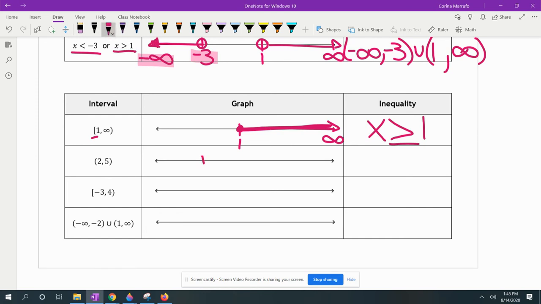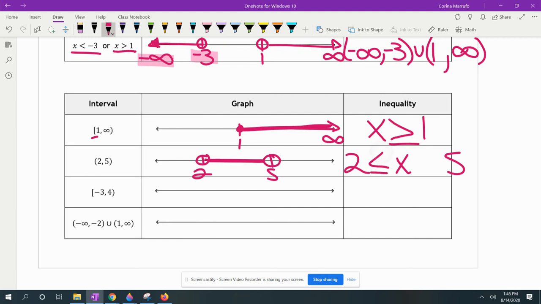So here we have 2, here we have 5. It uses parentheses on both the 2 and the 5, so it's going to be an open circle, and it's everything in between. Okay, so then from there, we write this as an inequality. So x is going to go in the middle. Remember, we go left to right, so it's going to be 2 and 5. And so your x is bigger than 2, right? So it's going to be equal to.